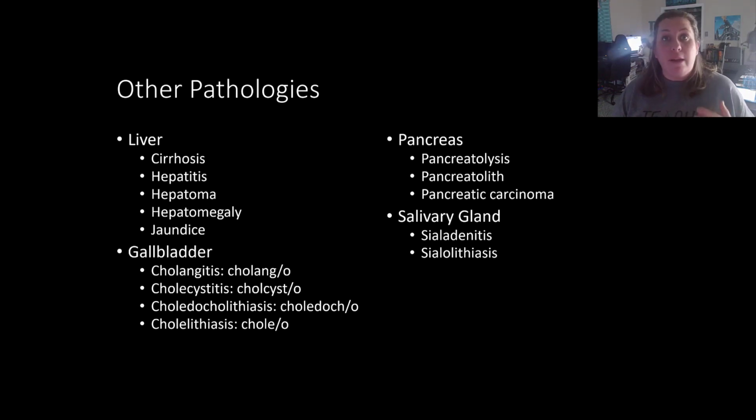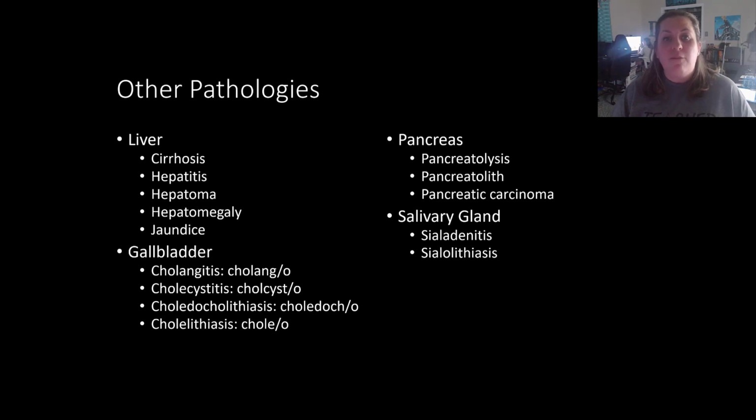And these stones normally are going to be where they're actually blocking the bile duct, so the bile cannot be released into the small intestine. And then cholelithiasis is again the stones actually being in the gallbladder itself, in that pouch. Now, of course, most of the time if gallstones are present, you're going to have to get that gallbladder out. Then we have the pancreas.